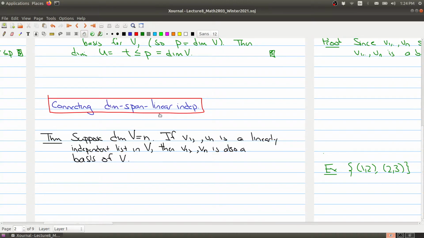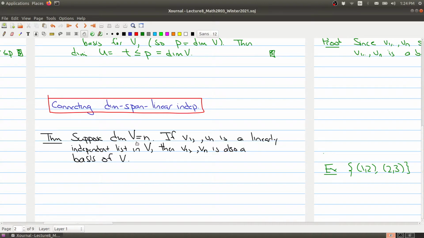And the following two theorems are going to show that if you know the dimension and the span, you can say something about linear independence. Or if you know something about dimension and linear independence, you can say something about spanning. In particular, this all gets tied to the notion of a basis. So here's our first theorem that we'll prove.